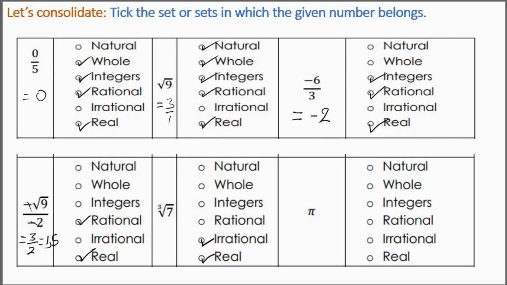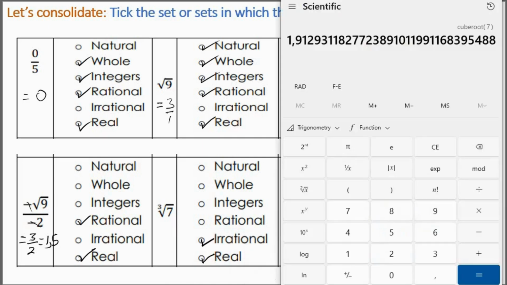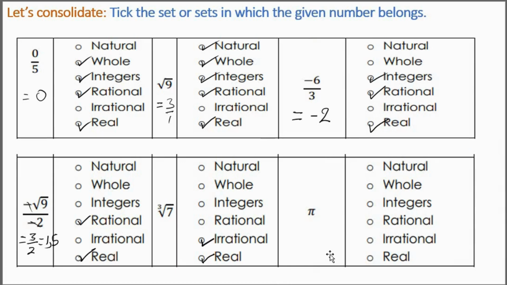And also the pi, you must go to your calculator and punch pi to find out what kind of decimal fraction it will give you. So after punching, pi is 3,1415. It's not recurring, it's not ending. So same as the cube root of 7, pi is an irrational number as well as a real number.